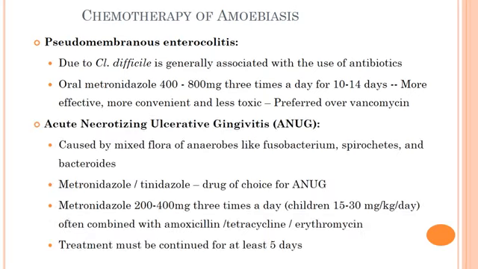Another use, acute necrotizing ulcerative gingivitis, which is also known as trench mouth. It is caused by mixed flora of anaerobes like Fusobacterium, spirochetes and bacteroides. Metronidazole or tinidazole are the drug of choice for acute necrotizing ulcerative gingivitis. Metronidazole 200 to 400 mg 3 times a day. For children, 15 to 30 mg per kg per day, often combined with amoxicillin, tetracycline or erythromycin.